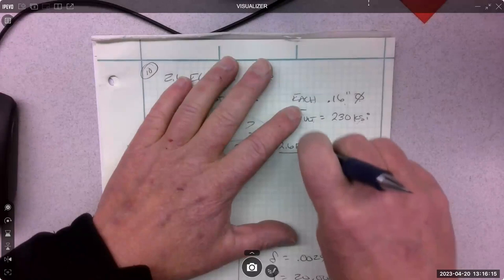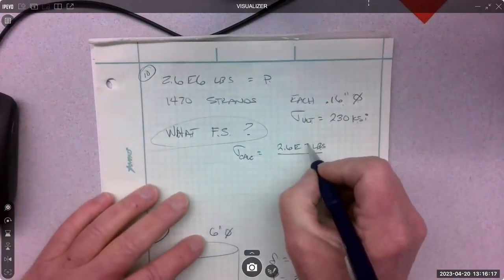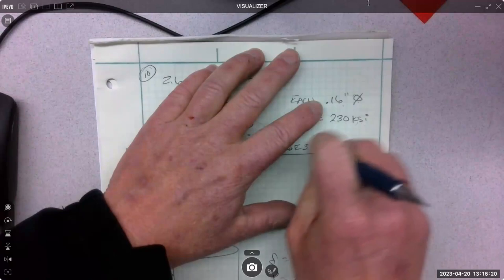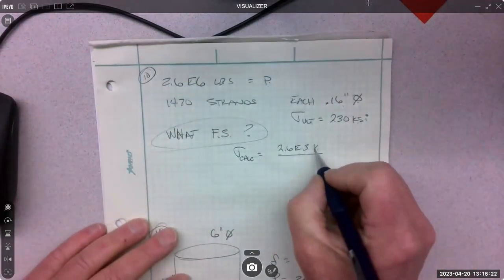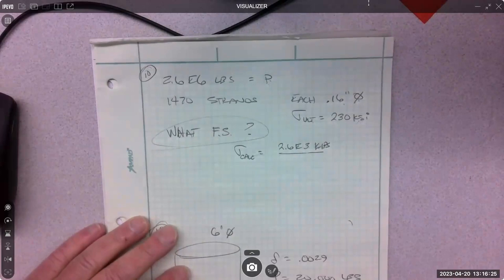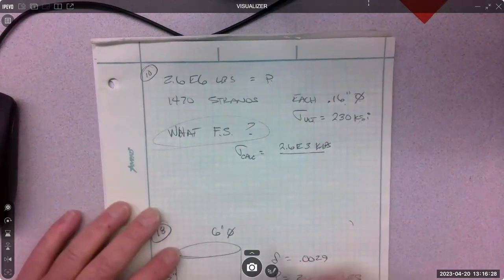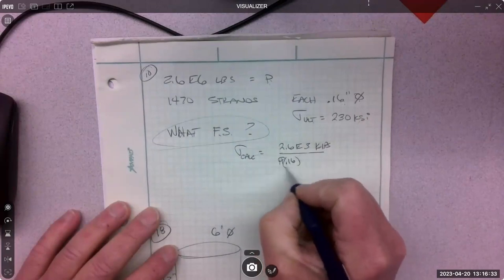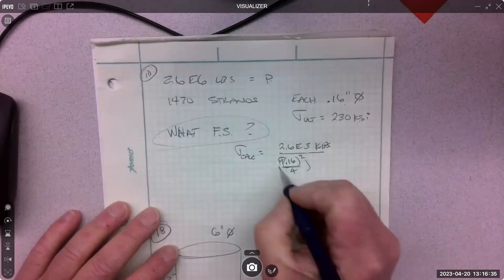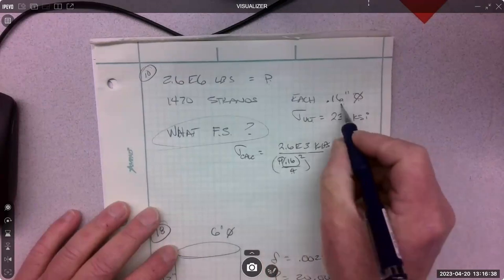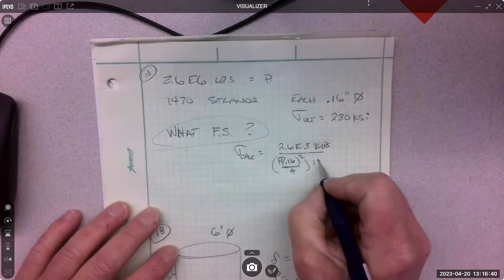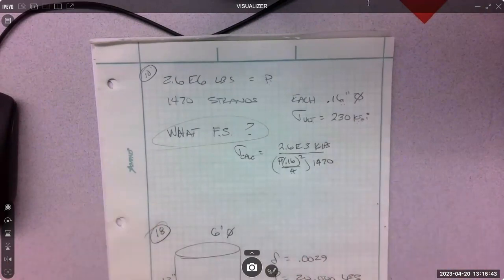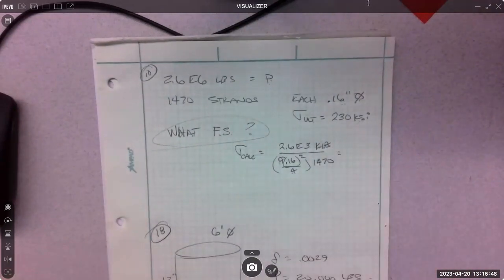Actually, I can just erase the 6 and make it a 3. And now we're kips. And then the area is going to be this area, pi 0.16 squared over 4, pi d squared over 4, that's d, times 1470. Yeah? What'd you get? Anybody want to say what they got?